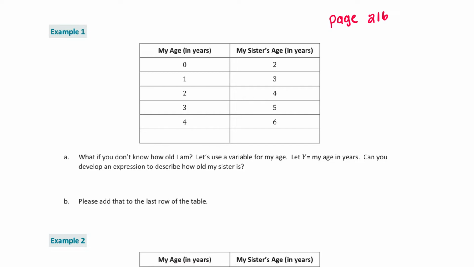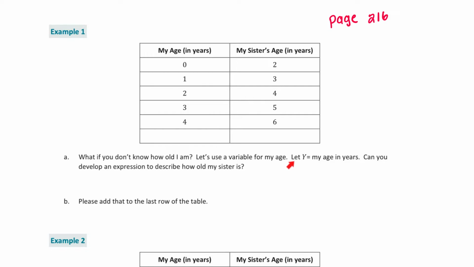Okay, so now we're going to continue on page 216. And again, we have the same table that we used in the other problem before. We have my age in years, and we have my sister's age in years. And the question is, what if you don't know how old I am? Let's use a variable for my age. Do you guys remember when we did the lesson on variables the day before? Where we use variables when we didn't have a specific number.